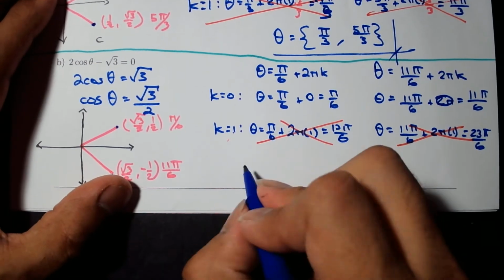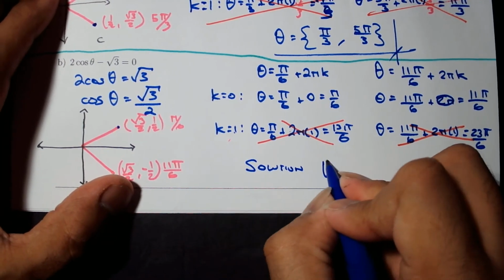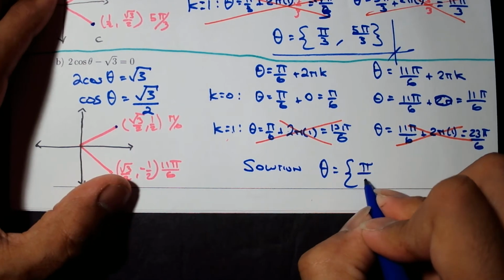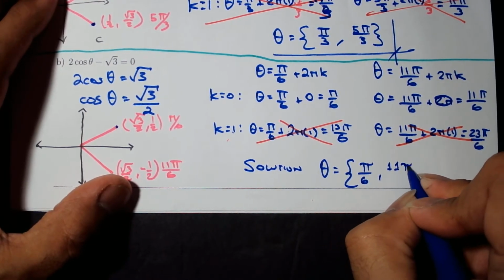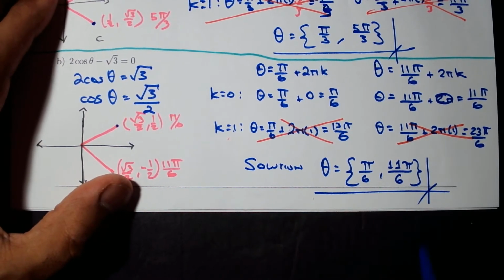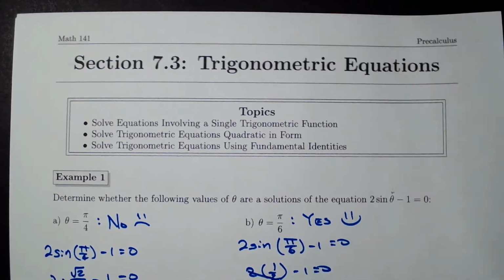All right. So the solution set is pi over 6 and 11 pi over 6. Final answer. All right, let's look at another example. Let's see what we get.